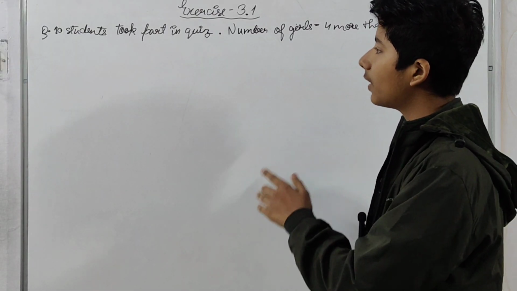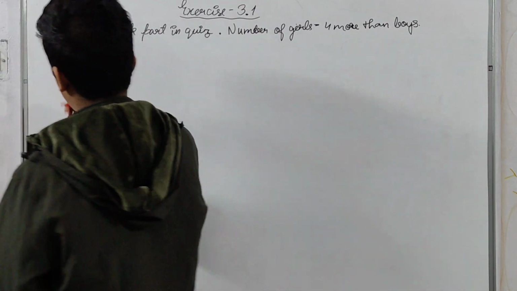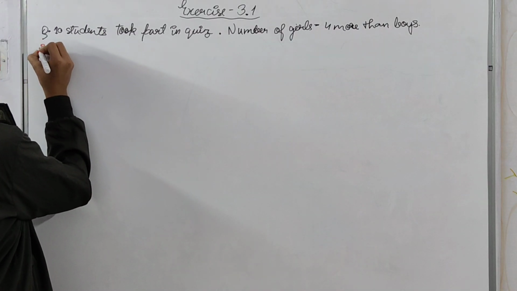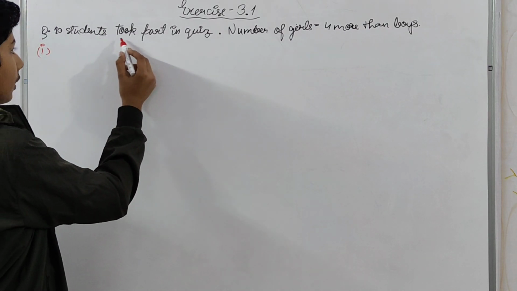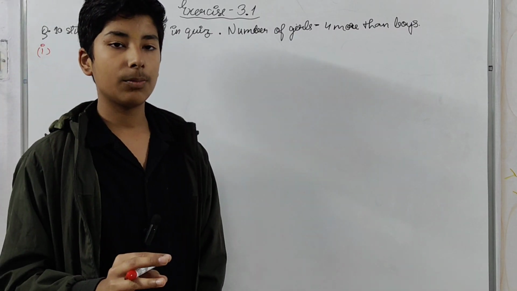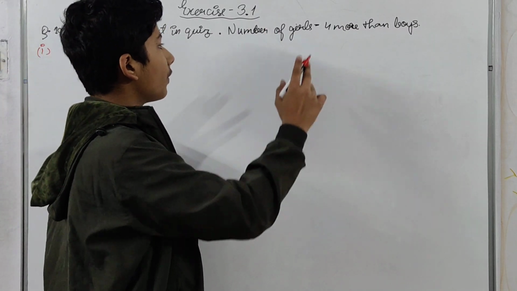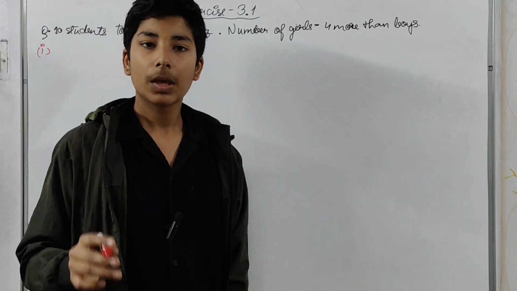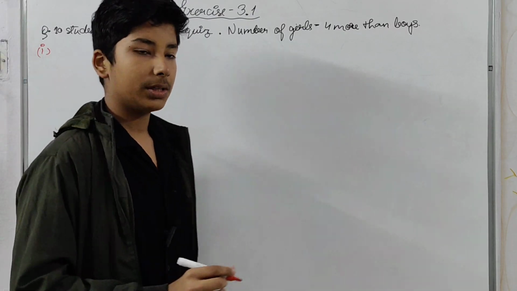So, in our first question, this is the first part. Here it is given that 10 students took part in a quiz. Means there were a total of 10 students including boys and girls, and the number of girls was 4 more than boys. So we have to find out the number of girls and boys.